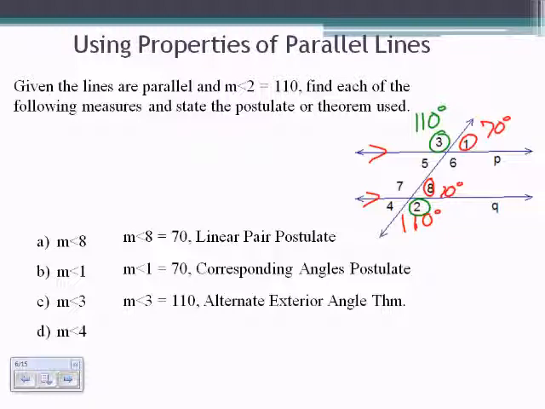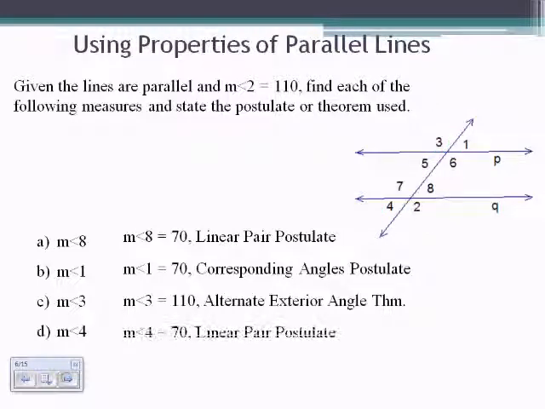Lastly, we have angle 4, looking for the measure of. And 4 and 2 have a linear pair relationship here, so that means they are supplementary, so therefore 4 has to equal 70 degrees. We also know that 4 and 8 are vertical angles, so also by the vertical angle theorem we know that 4 has to be 70 degrees as well. So either one of those will work to solve for angles 8, 1, 3, and 4. Okay, again, applying the theorems that we know about parallel lines.